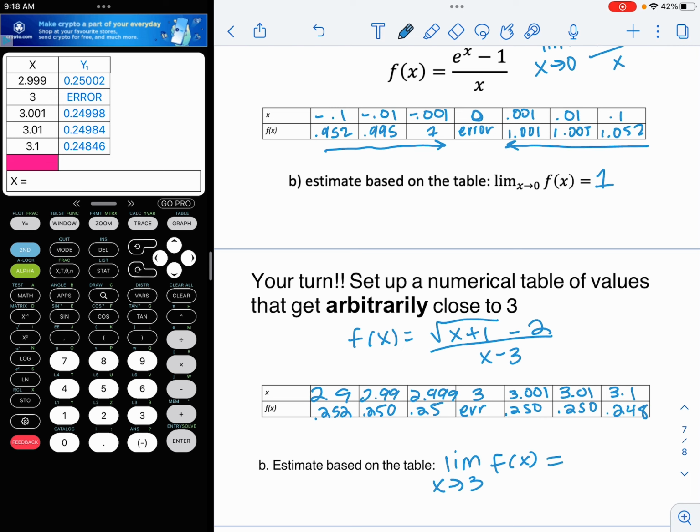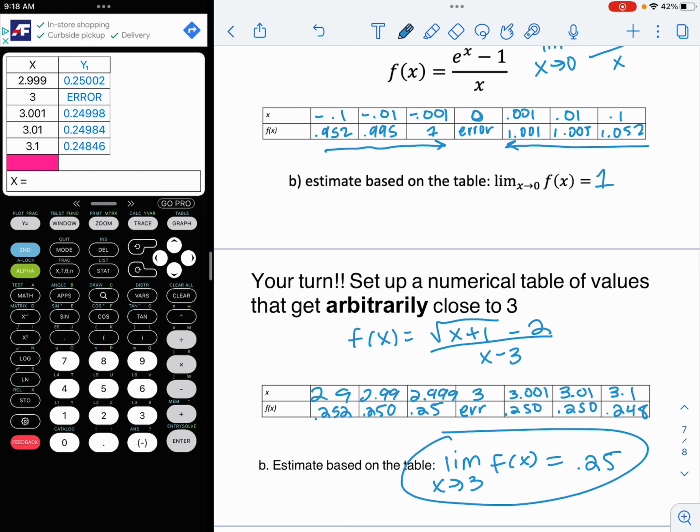Okay, that's it. If you look at this, I feel even better about our answer earlier. The limit as x approaches 3 of f of x is 0.25.